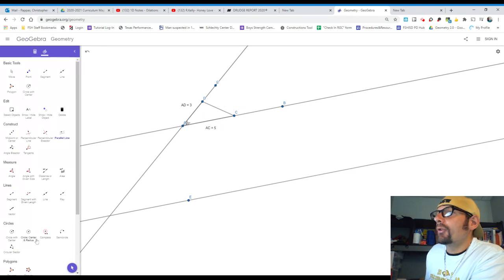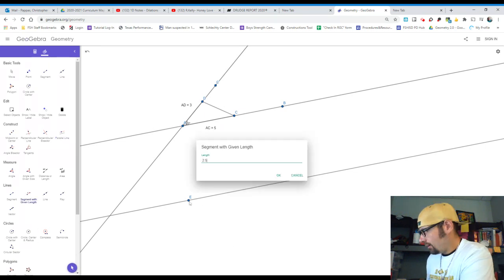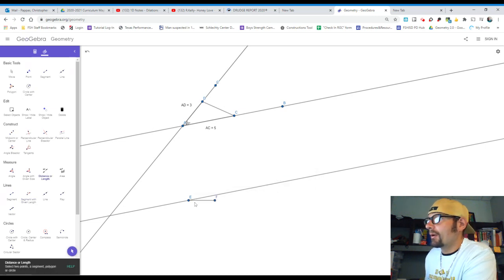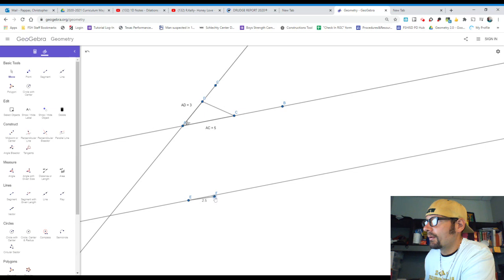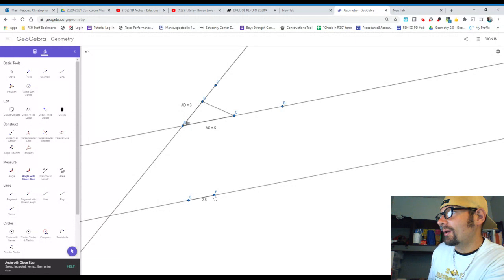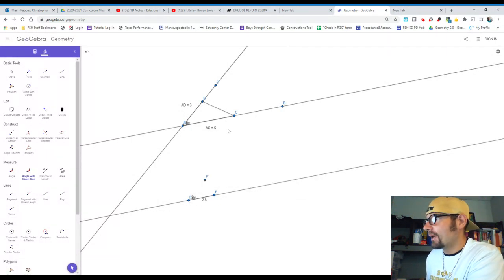Okay, so we'll make a segment with a given length at point E, length of 2.5. It'll be along there. Okay, we can measure it. EF equals 2.5. And we'll move F along this thing right here. Okay. Next, we got to make a 40-degree angle. So we'll make a 40-degree angle with given size right there. So go from F to E, 40 degrees. There we go.